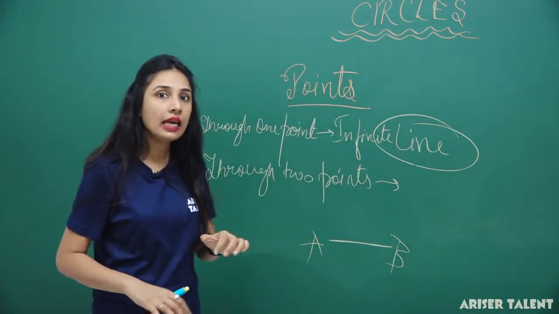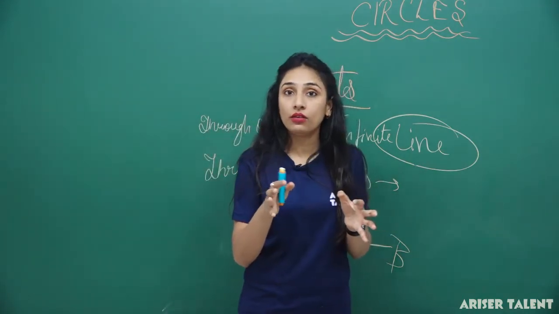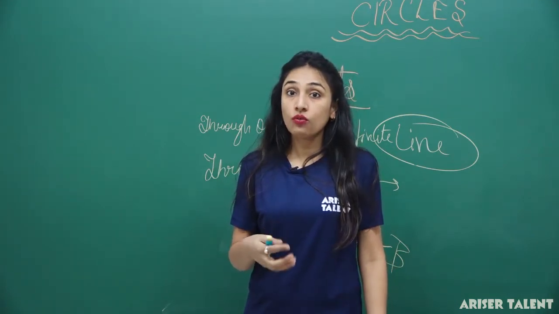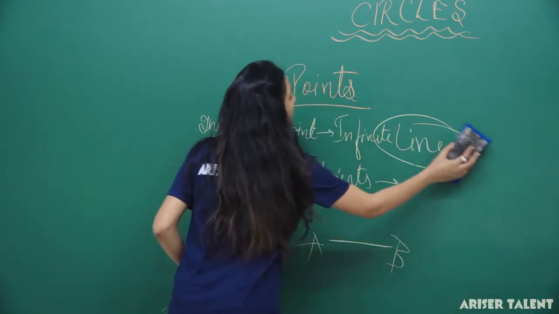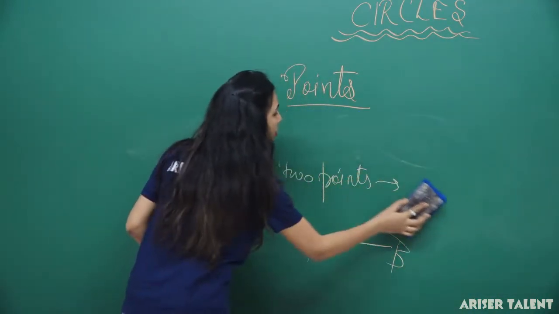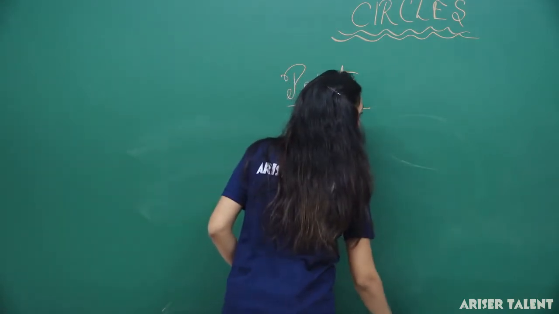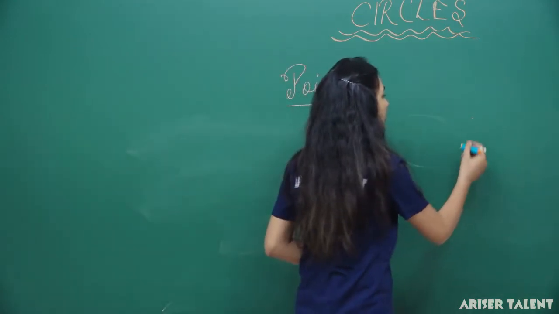Similarly, can we have some number of points from which we can draw only one circle? So what is the limit here? Then I will take points, like 1 point, 2 points, 3 points. Now if I am taking 1 point, think about it.